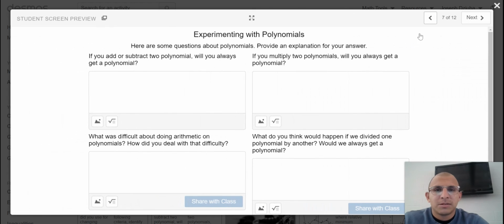In our final slide, we're going to do a little bit of experimentation. If you add or subtract two polynomials, will you always get a polynomial? If you multiply them, will you always get a polynomial? What is difficult about doing arithmetic on polynomials? How did you deal with this difficulty? What do you think would happen if we divided one polynomial by another? Would we get a polynomial? All the time? Sometimes? Never?